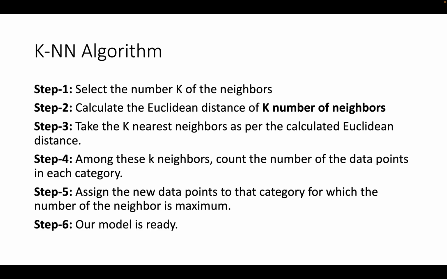KNN algorithm. Step 1: select the number of K of the neighbors. Calculate the Euclidean distance of K number of neighbors. Take the K nearest neighbors as per the Euclidean distance. Among these K neighbors, count the number of data points in each category. Assign the new data points to the category for which number of the neighbors is maximum.